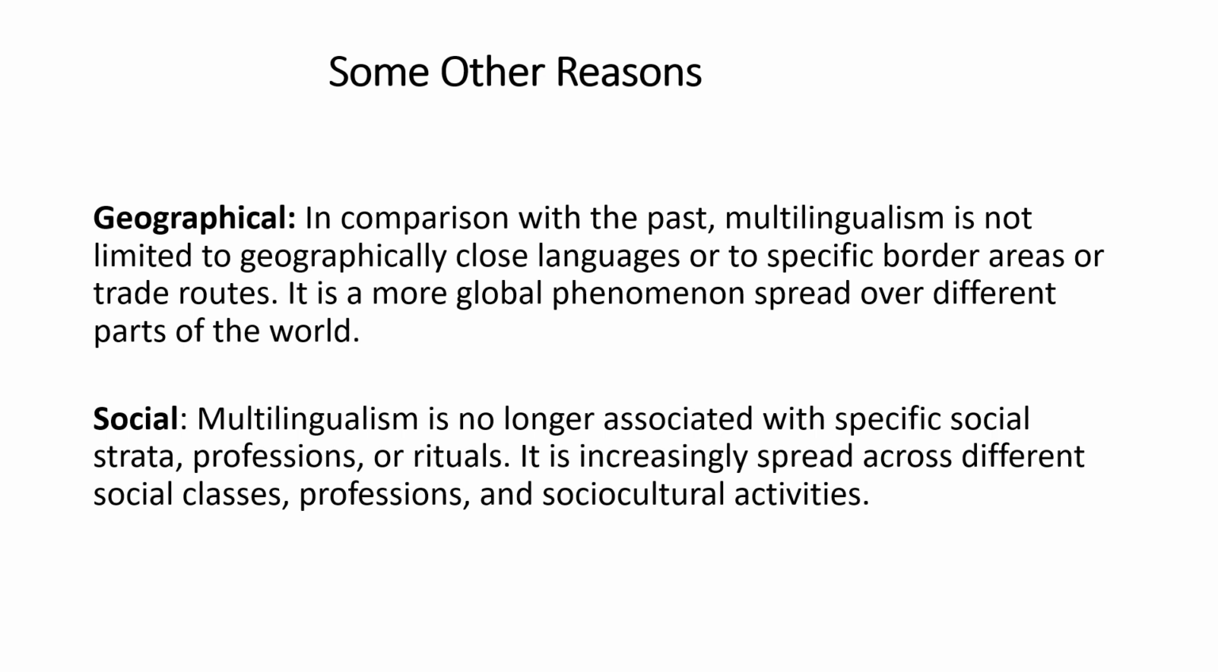Multilingualism is now not limited to a geographical area or social setup or different religious ceremonies, rituals, or medium. For example, geographical area. In comparison with the past, multilingualism is not limited to geographically close languages or to specific border areas of trade routes. It is a more global phenomenon spread over different parts of the world. Or social: multilingualism is no longer associated with specific social strata, professions, or rituals. It is increasingly spread across different social classes, professions, and social and cultural activities.